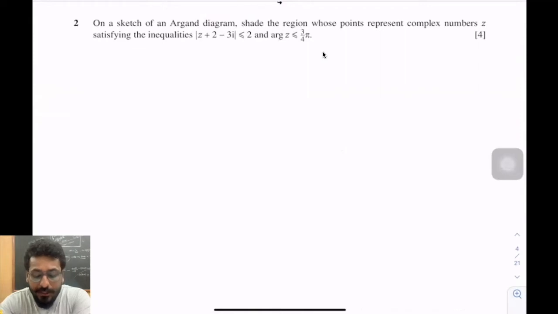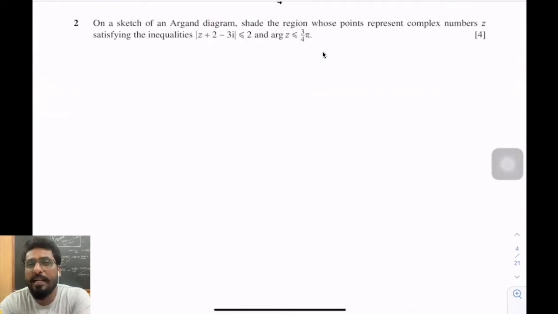It says that on a sketch of an Argand diagram, shade the region whose points represent complex numbers z, satisfying the inequalities modulus of z plus 2 minus 3i is less than or equal to 2, and argument of z is less than or equal to 3 upon 4 pi.